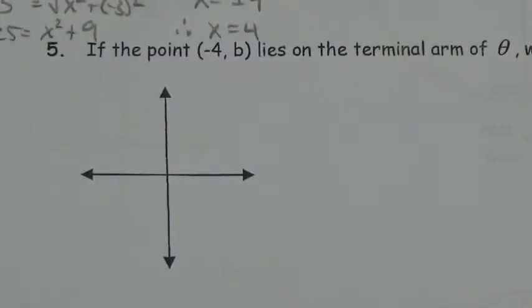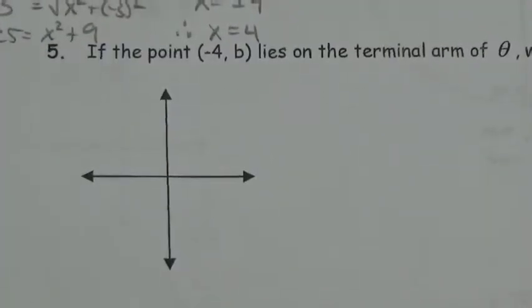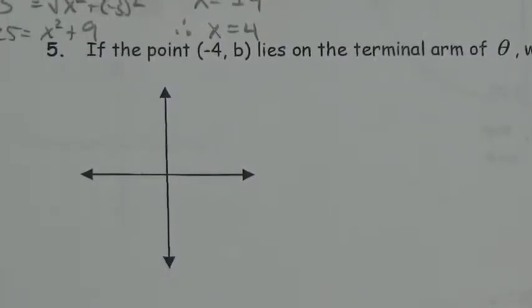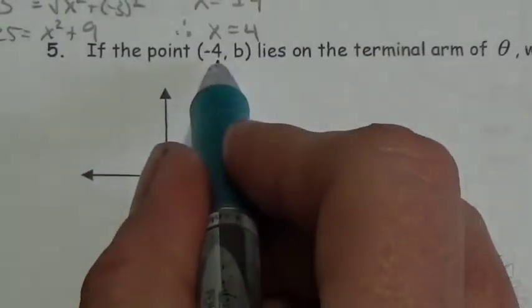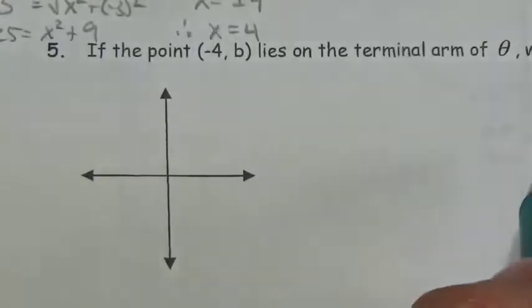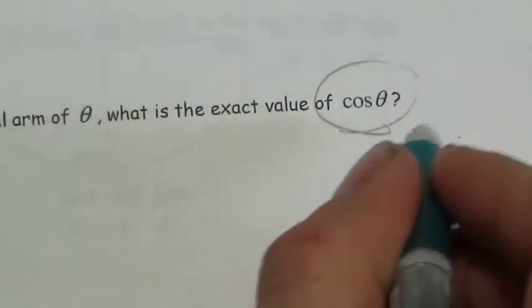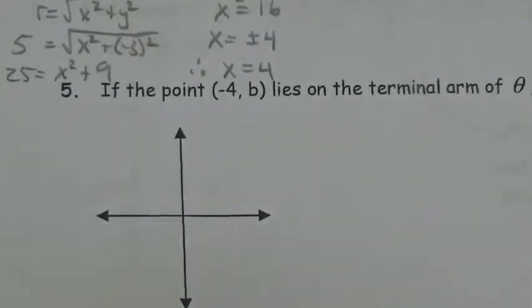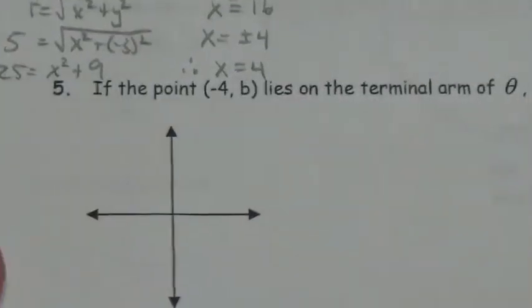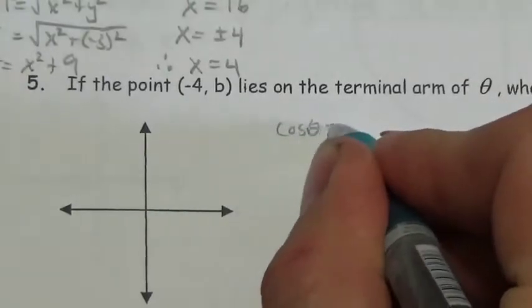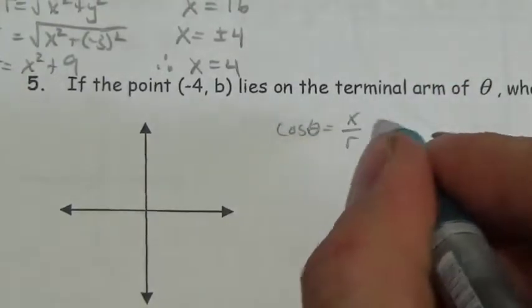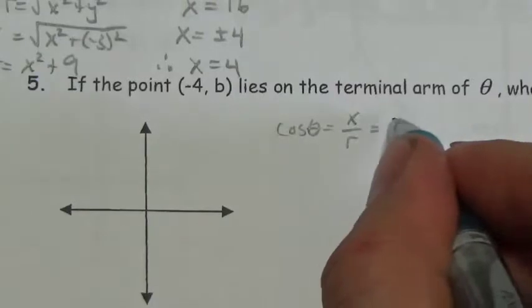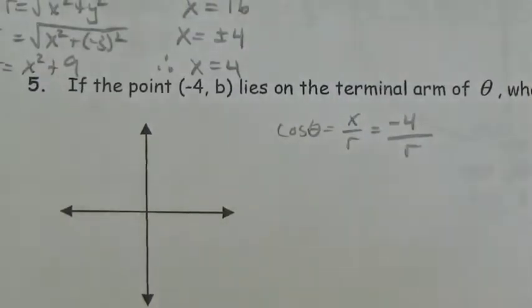Okay, now this next question here is a question I just love. I love questions that work like this. This is designed to kind of help you practice your algebraic skills, okay? The point -4, b lies on the terminal arm of theta. What is the exact value of cosine? Okay? Now, in order to figure out the exact value of cosine, bear in mind that cosine of theta is going to equal x over r. Well, I already know that x in this case is going to be -4. What I don't know is r.